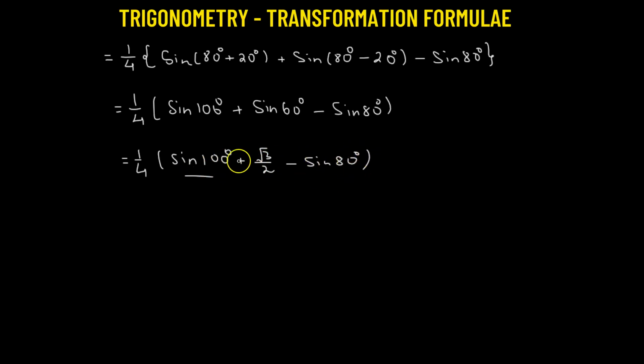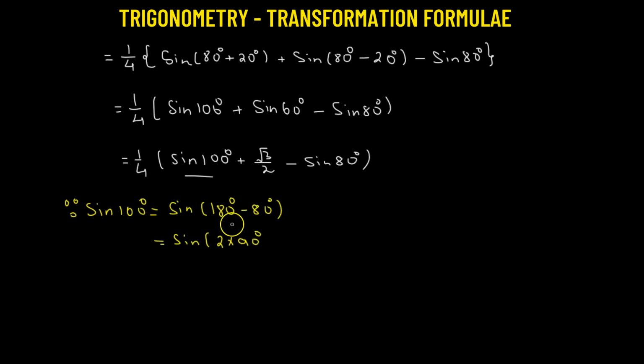Now let's try to do one thing. Let's try to simplify sine 100 degrees. We know that sine 100 degrees can also be expressed as sine of 180 degrees minus 80 degrees, which can again be expressed as sine of 2 times 90 degree minus 80 degrees. All we're doing is expressing 180 degree as a multiple of 90 degree. In doing so, we see here an even multiple of 90 degree. Whenever we have an even multiple of 90 degree, sine is going to remain as sine, but the new angle is now going to become 80 degree.